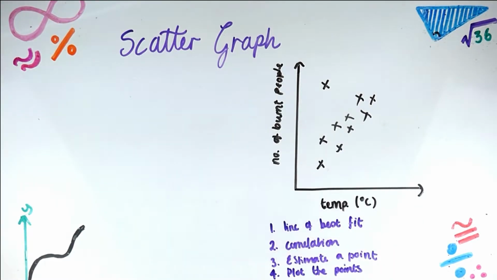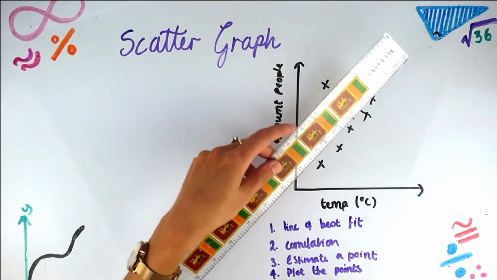So the first thing they could ask you about is a line of best fit. This is where they'll give you a graph with little points on, and it might tell you to draw a line of best fit. That is quite self-explanatory. You draw a line through the points that fits it the best, basically. So for this example, you'd get your ruler and you'd go through here.